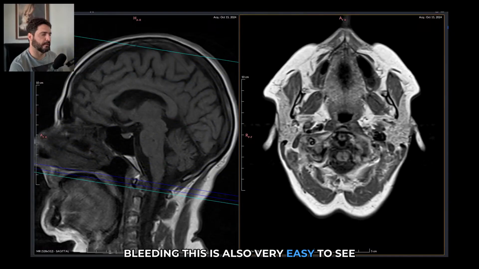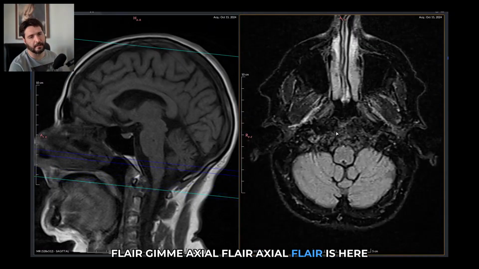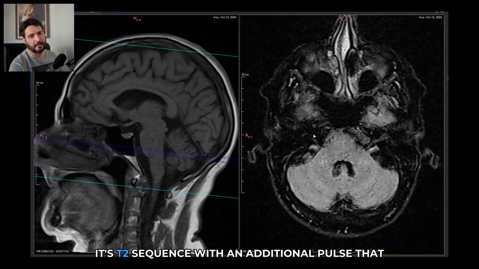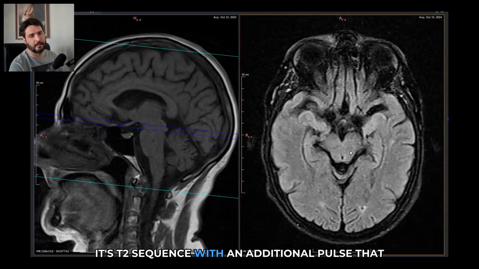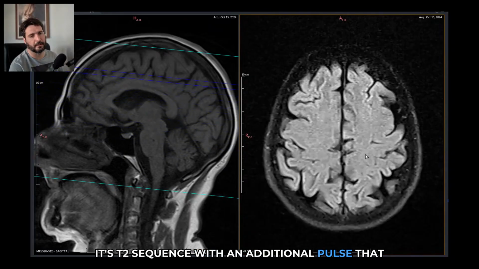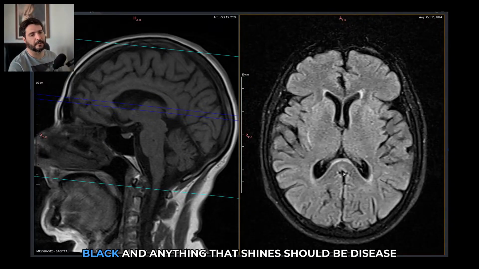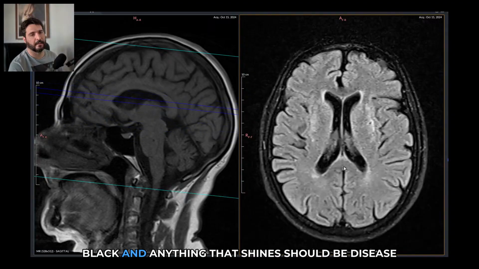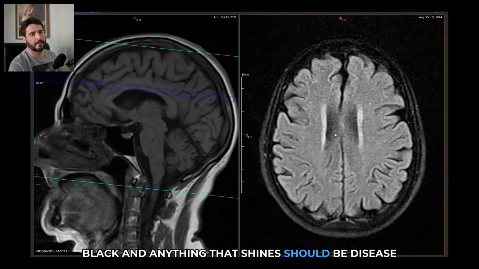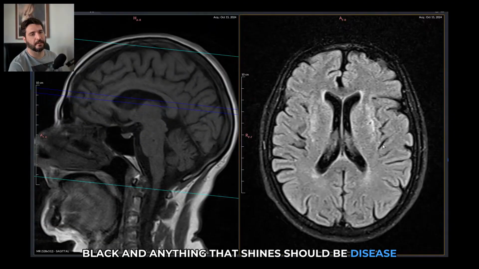This is also very easy to see on the FLAIR sequence. Where is the axial FLAIR? Give me axial FLAIR. Axial FLAIR is here. It's a T2 sequence with an additional pulse that saturates normal fluid. So brain fluid is black, and anything that shines should be disease.